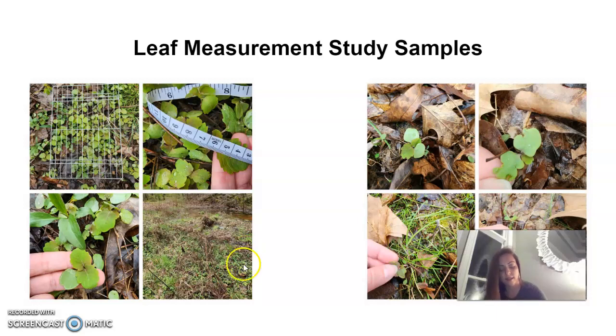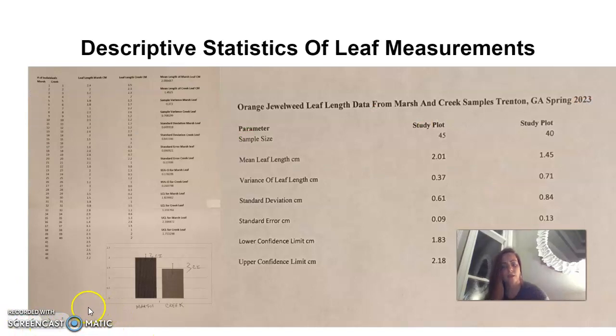I conducted a statistical analysis of these measurements. My confidence intervals did not overlap, indicating that the mean lengths of the leaves from the two study samples were significantly different. This supported my hypothesis that orange jewelweed would thrive more abundantly in the marsh area despite competition.